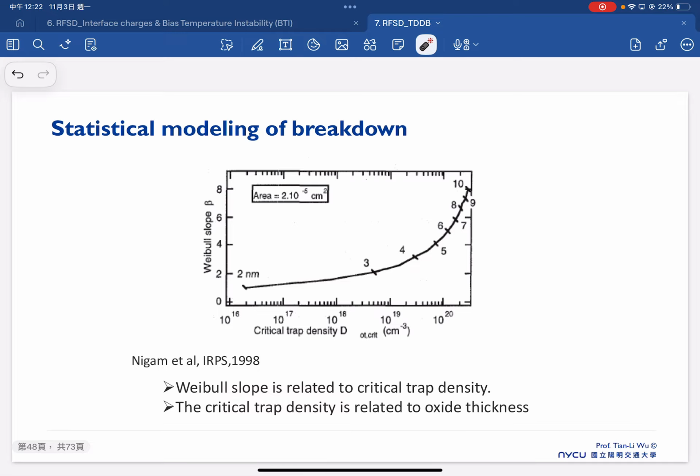So here is also another literature that reported that the Weibull slope is related to the critical trap density here. So that's another literature which published that the Weibull slope is related to critical trap density. And therefore, once we thin down our dielectric, our beta is also decreasing. One of the reasons is that the critical trap density is reduced as well.